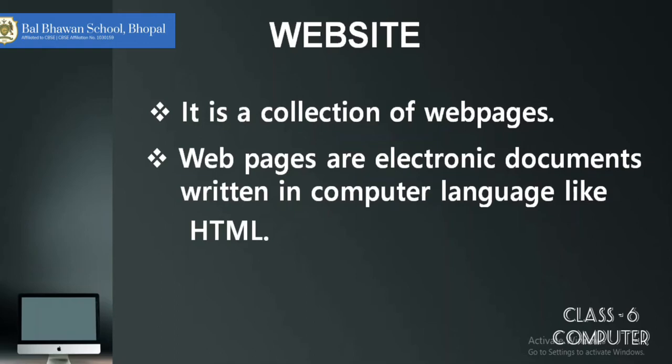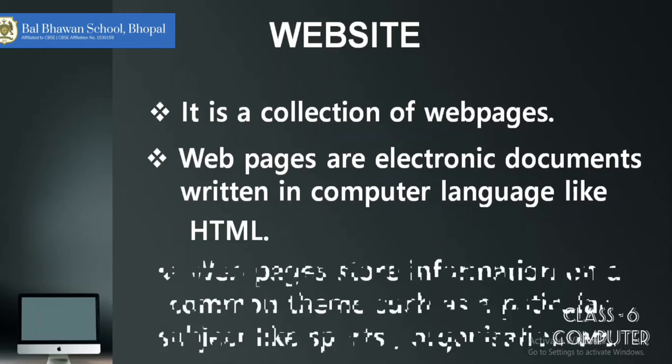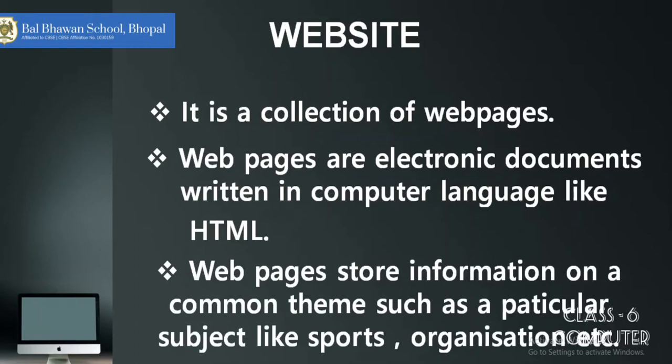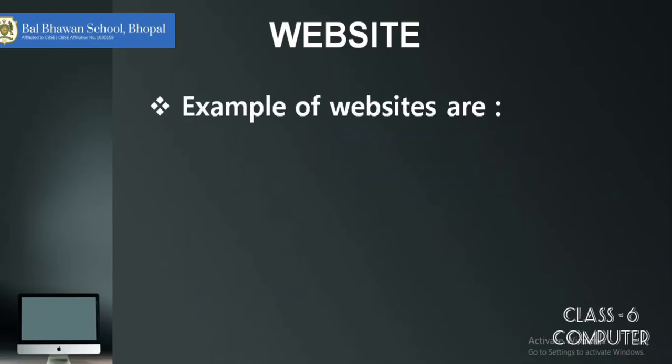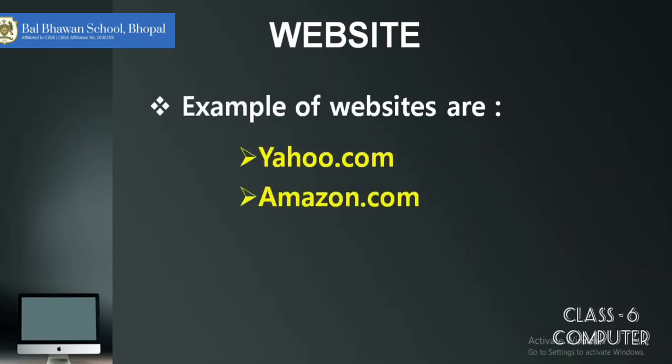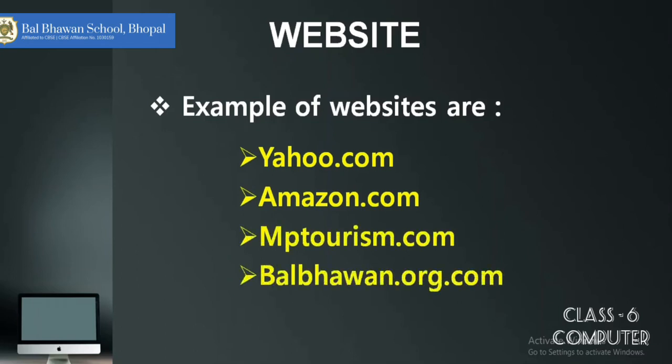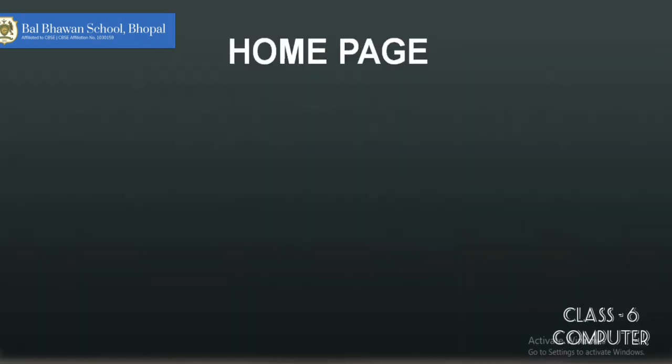Now, a website holds similar kind of information. It stores information on common themes such as a particular subject like sports, organization, etc. So if you watch any news or any fashion website, it contains only related information. Examples of websites are yahoo.com, amazon.com, mptourism.com and our school website balbhavan.org.com.